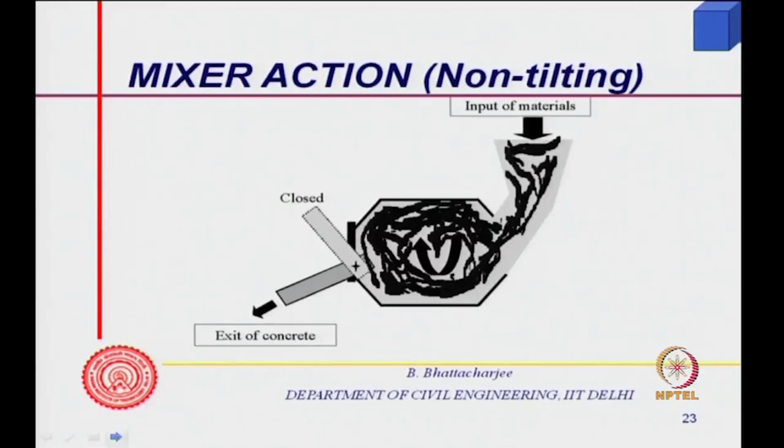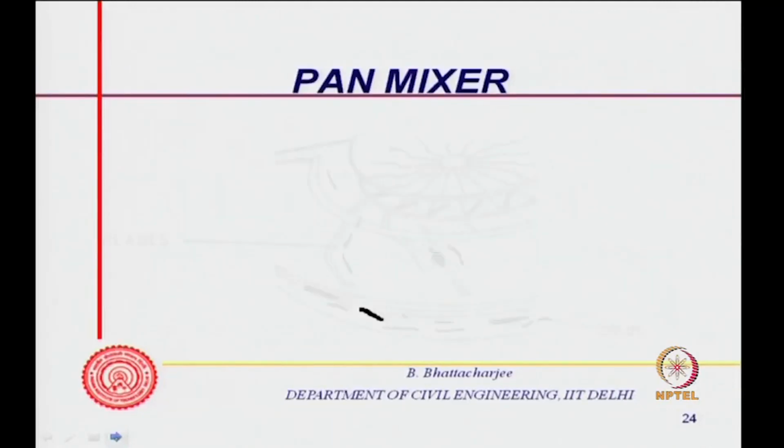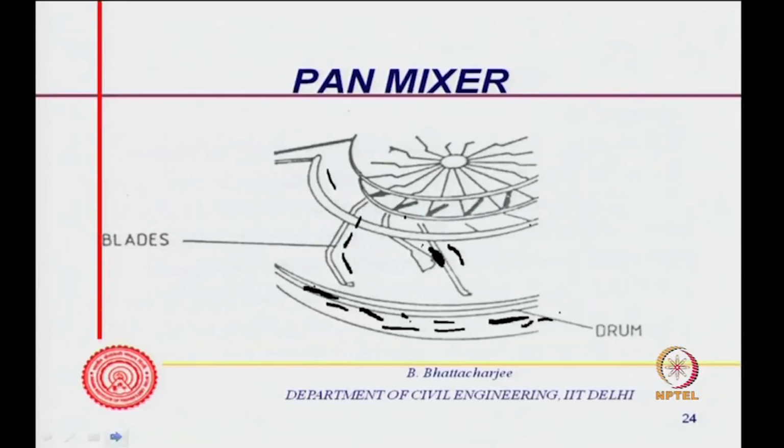This is the non-tilting type mixer. You feed it while it is closed, and when you want to discharge you just open this; there is a chute here. So, this is the feed of the material, and that is how your non-tilting type mixer works. It is not very common. This is what is most common.